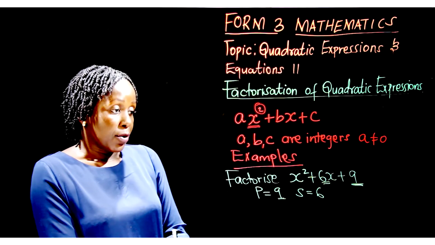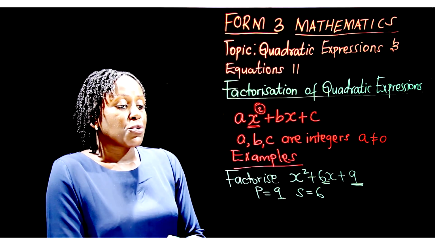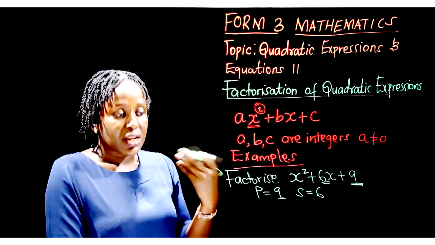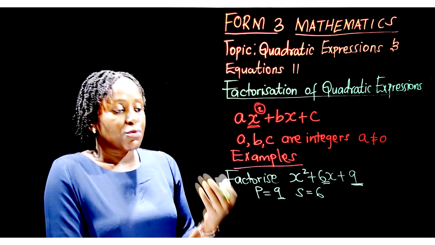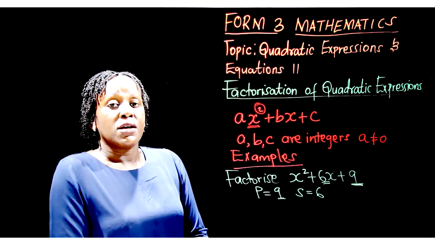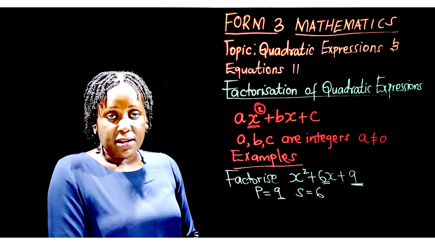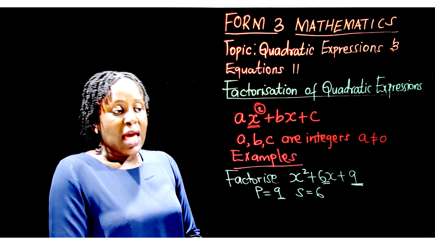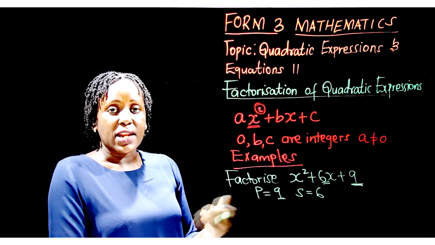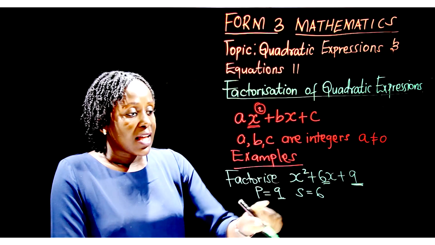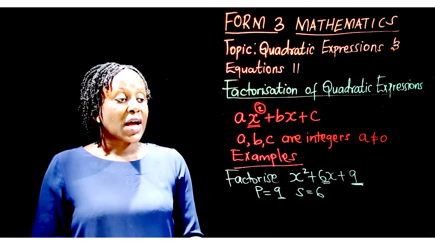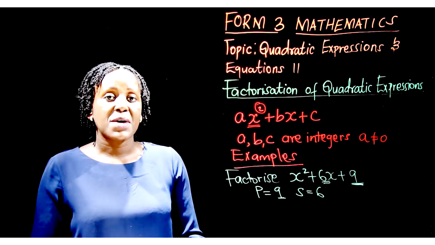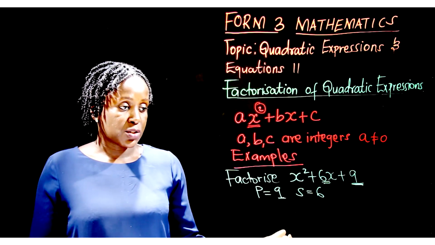Alright? Now, the best way to come up with these numbers is to think about which numbers can you multiply to give you 9. We have 1 times 9, which is equal to 9. But if you add 1 and 9, you get 10. That doesn't give you 6. So you cannot take 1 and 9 to be the numbers that you need for this particular question.